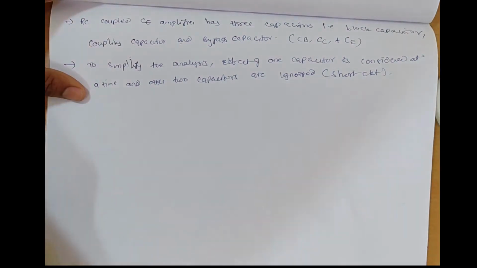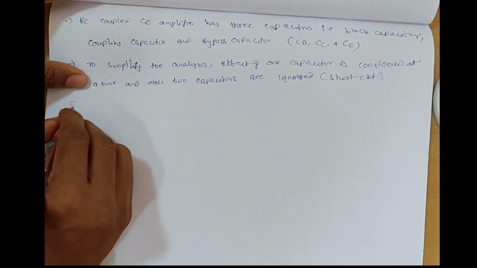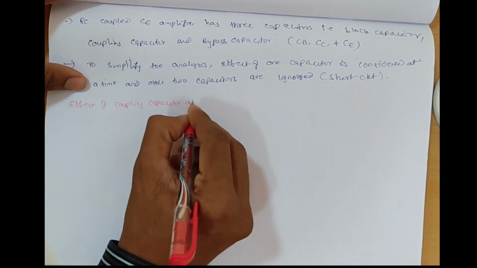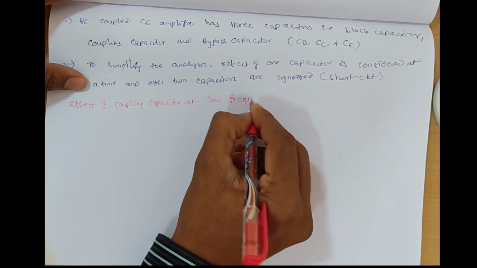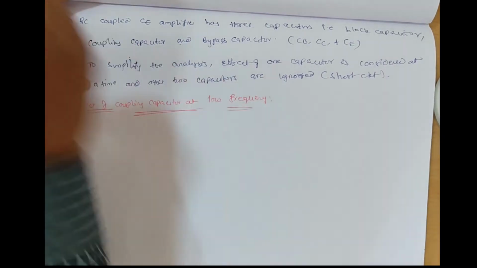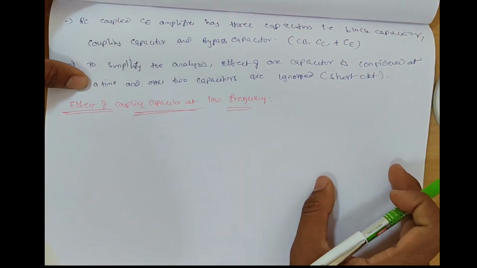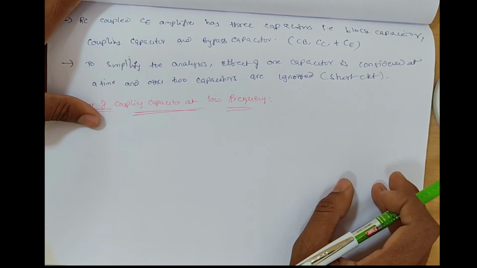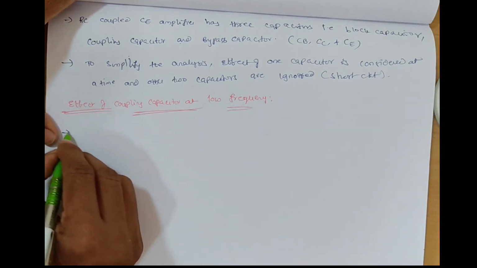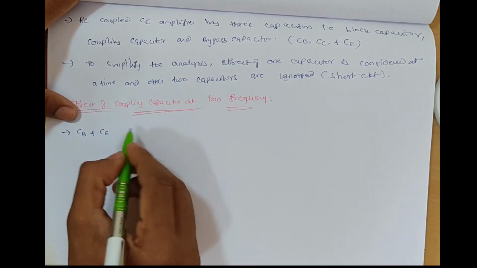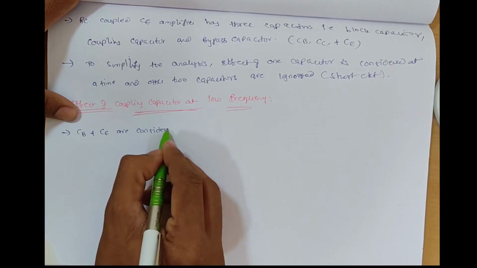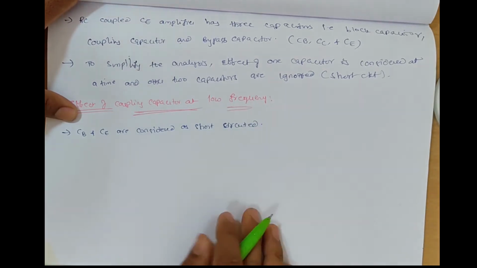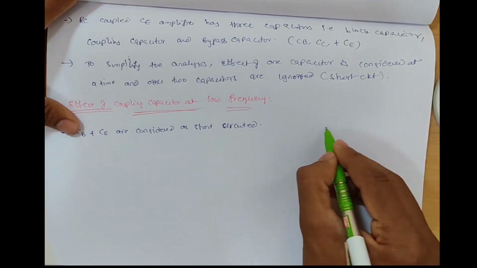So now we will calculate the effect of coupling capacitor at low frequency. We know that the RC coupled CE amplifier has three capacitors: CB, CC and CE. So we are considering that CB and CE are short circuited. Then we can draw the circuit like this.